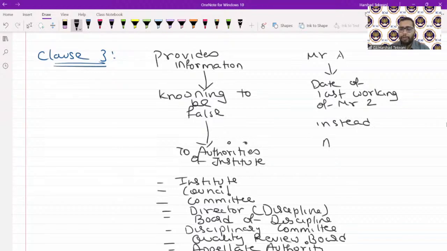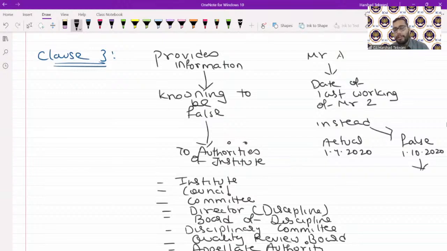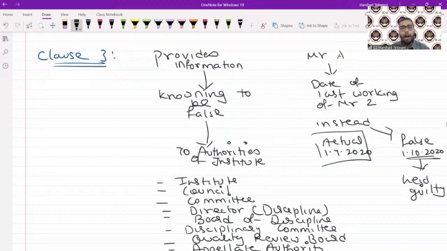Instead of the actual date, which was 1/4/2020, let's say, the member provided a false date, which was 1/10/2020, or some other date, whatever. It was a false date. Instead of the actual, he provided the false date. Now it was held that Mr. A provided false information to the Institute, knowing it to be false. He knew this information is false because this date was available in his records, and that's why he was held guilty of professional misconduct.